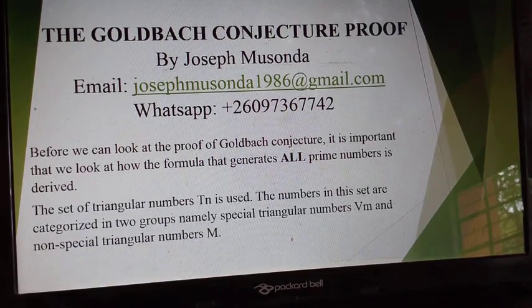And I need to tell you that the prime numbers in this case that we are going to be using in that particular function have a relationship with the triangular numbers, which I'm calling the special triangular numbers. Now remember the set of triangular numbers. Those elements in the set of triangular numbers, I have categorized them into two groups. There is that particular group of triangular numbers that I'm using to calculate the prime numbers. I'm calling it VM, that is called special triangular numbers.